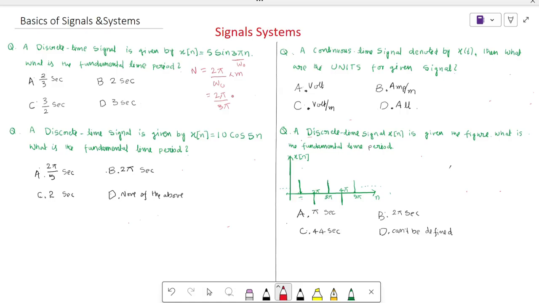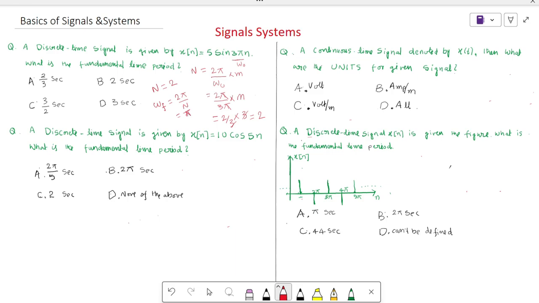So into m, pi gets cancelled. Here we are getting 2 by 3. Then you should take m equal to 3. 3 gets cancelled, that equals 2. So fundamental time period equal to what? 2. So fundamental frequency, is it? Fundamental frequency equal to 2 pi by capital N, that equals pi, is it?